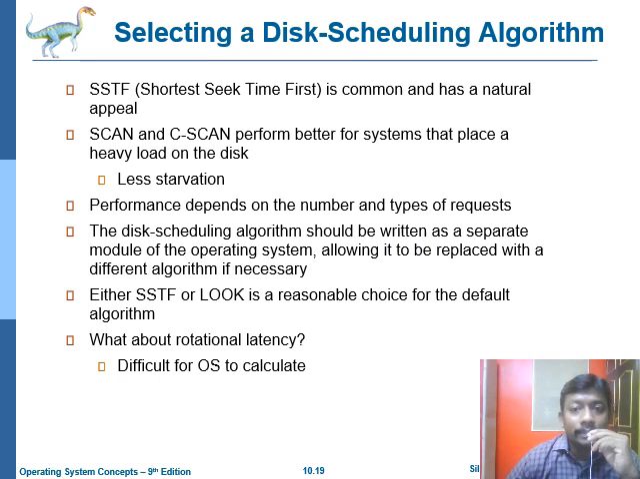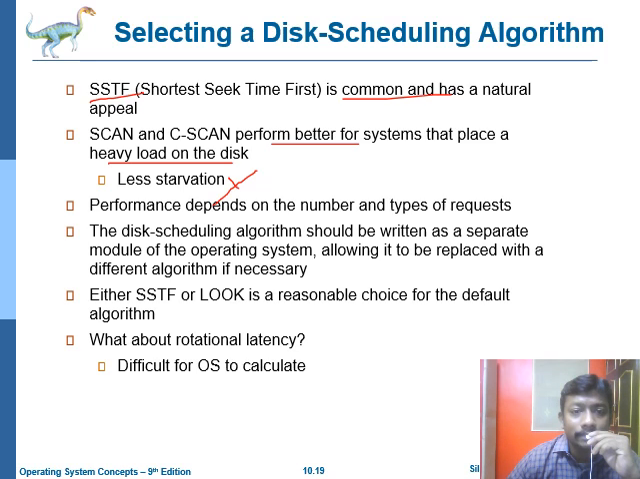Selecting a disk scheduling algorithm is another important task. We can consider SSTF, shortest seek time first, which is common and has a natural appeal. This is the most common one that conventional systems actually use. SCAN and C-SCAN perform better for systems that place a heavy load on the disk. They cause less starvation compared to SSTF.